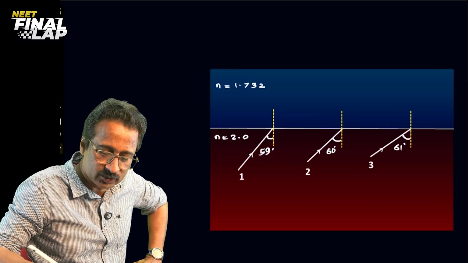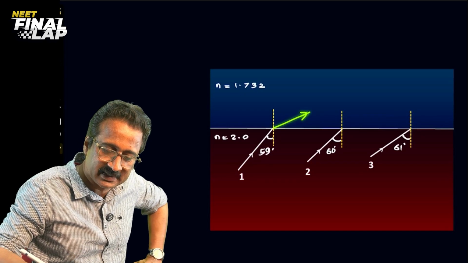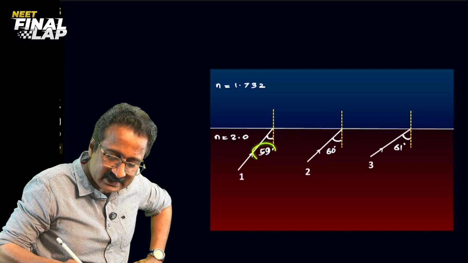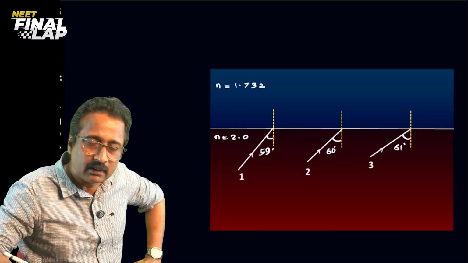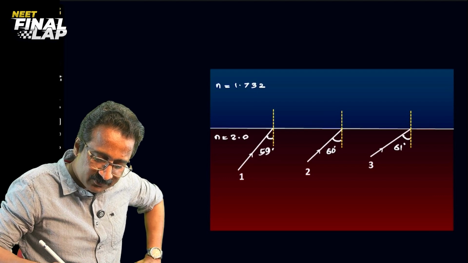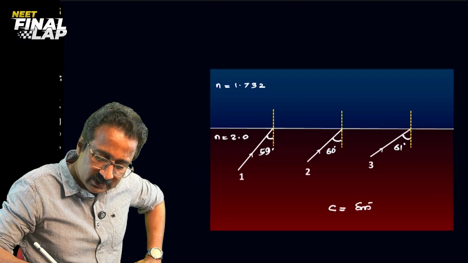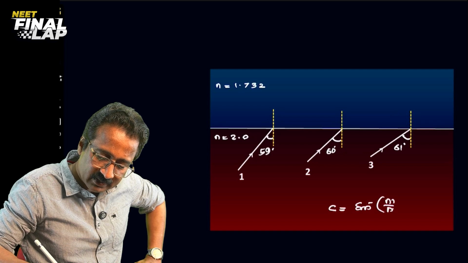Let's see what happens to this. There are 2 chances. One, it can pass like this, or it can reflect back. It's all governed by this angle. So the critical angle plays a very important role here. Let us find what is the critical angle here. Critical angle: C is equal to sin inverse of N1 divided by N2.